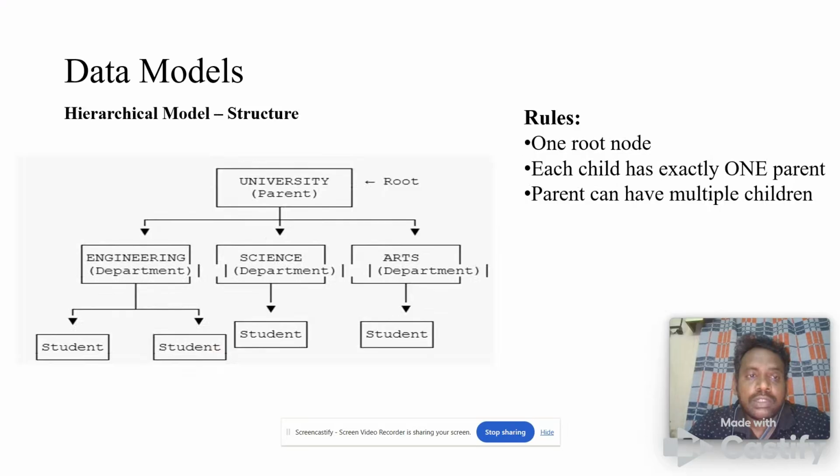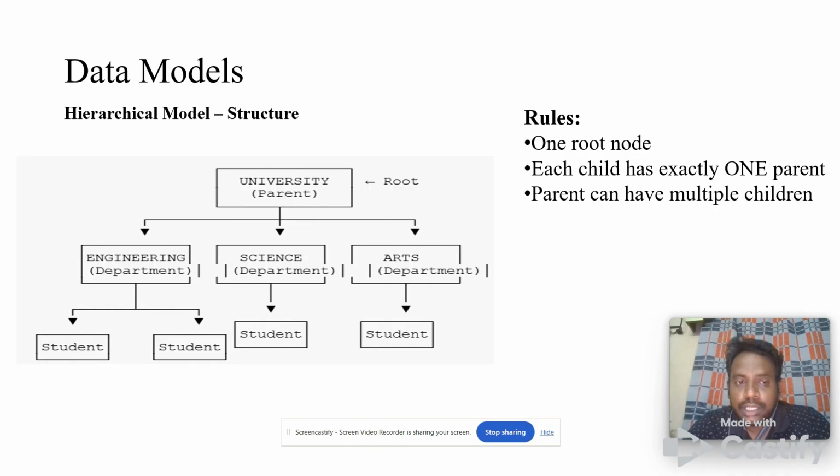Next we go to the first model, which is the hierarchical model. In a simple way, you can keep in mind that a hierarchical model is a tree-like structure where each and every child must have one parent node. The parent can have multiple children. That means the records or information are stored in a hierarchical structure.